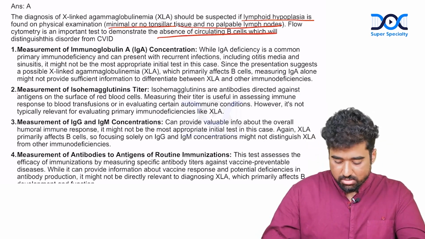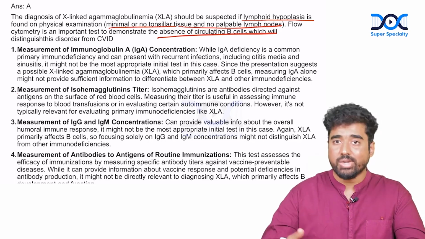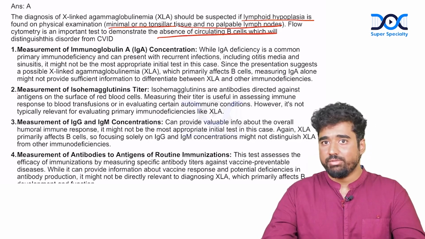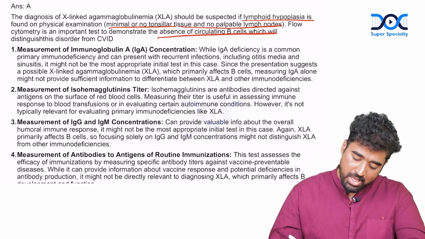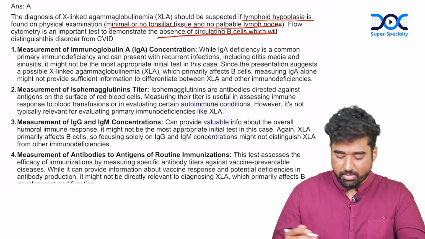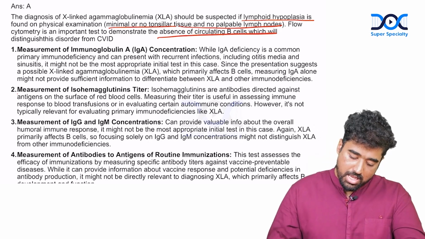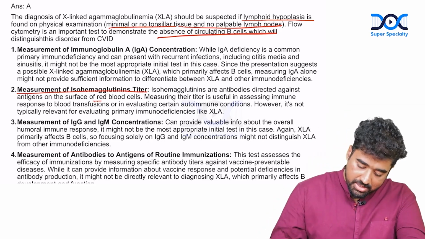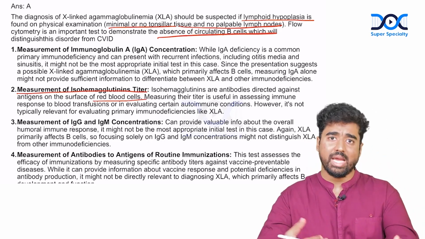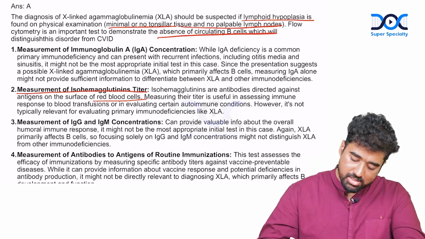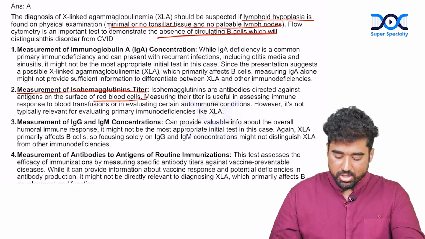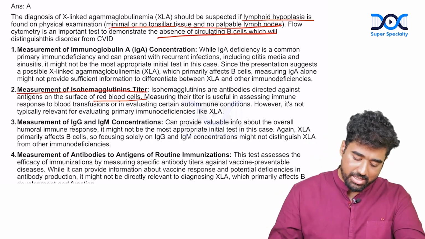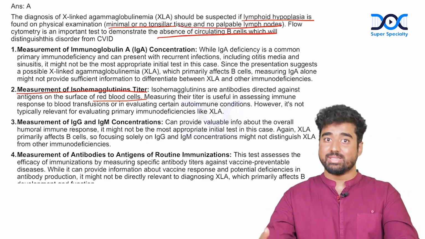And next you see other options, where IgA deficiency, although it is among the most common, you will definitely see lymph nodes and tonsils here. And also measuring Ig alone might not be sufficient in these cases. Measurement of isohemagglutinin titers, which are antibodies against the surface of RBCs, which are usually seen in childhood when there is exposure to maternal antigens, is useful in assessing immune response to blood transfusions or certain autoimmune conditions in general, but definitely not relevant for evaluating PIDs like XLA.